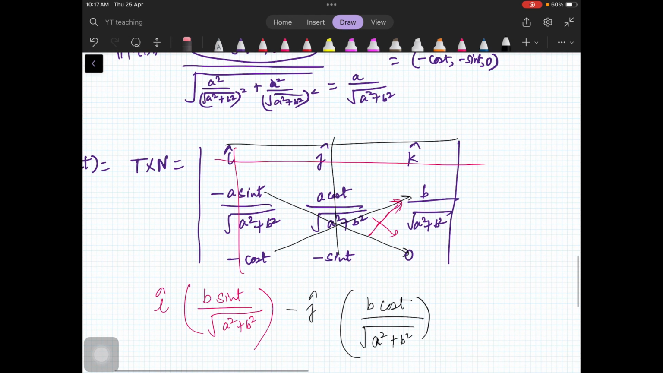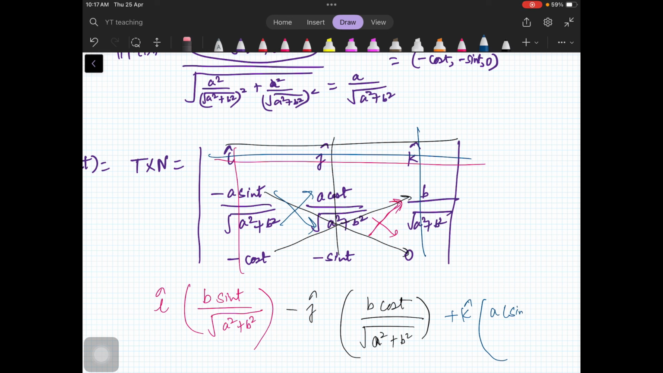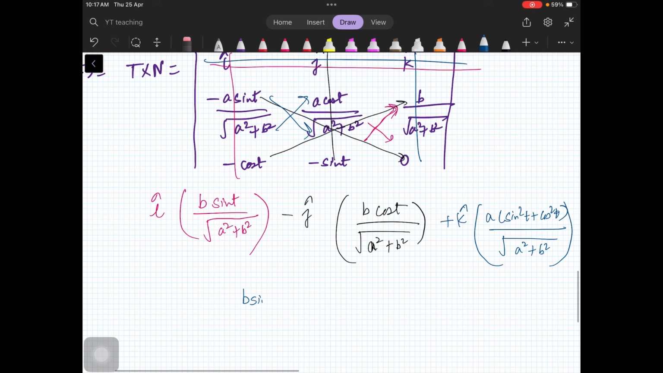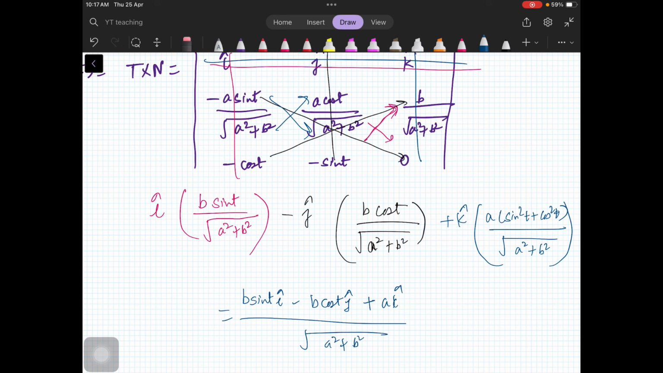And for k cap, I will have this and this cancelled, plus k cap. I have to do this and this. That will give me a sin² t plus a cos² t divided by a² + b². So that gives us b sin t i cap minus b cos t j cap plus a k cap, divided by the square root of a² + b². So this is my B vector.